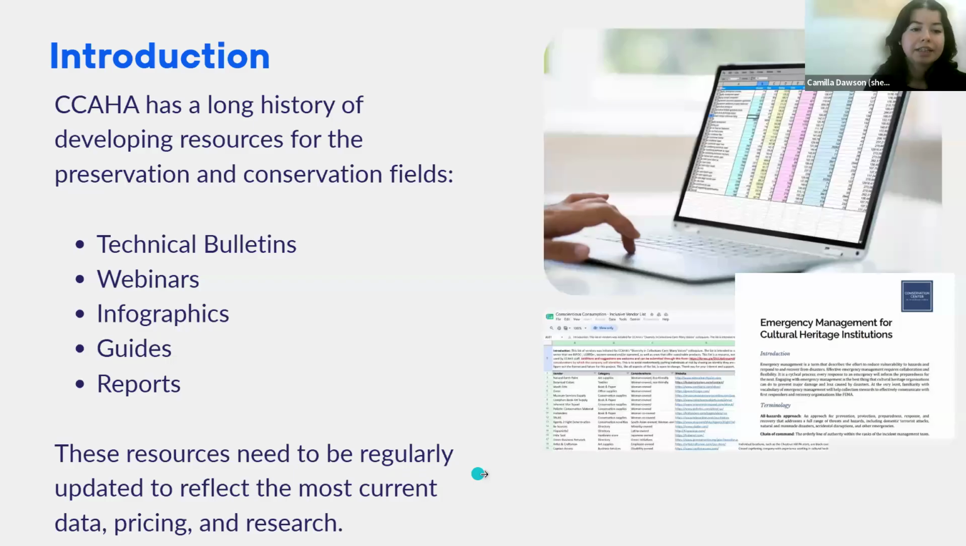So as I've outlined in this slide, the resources we develop and produce vary in type from typically printed and static resources such as technical bulletins, reports, and guides to more dynamic resources such as infographics and webinars. Across the board, these resources contain information that regularly changes, from pricing that shifts all the time to guidance that can change based on research.